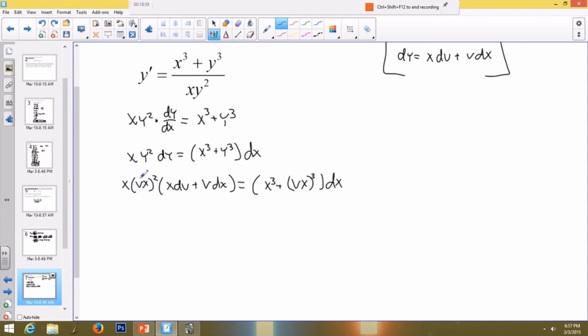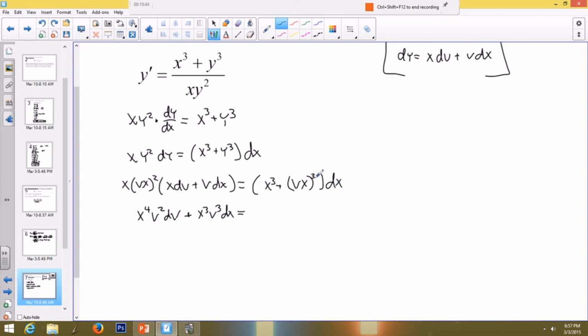So doing a little simplification here, I've got v squared x squared times x is going to give me x to the third v squared. And then when I distribute it to this thing, I'm going to have x to the fourth v squared dv. And then I'm going to have x squared times x is x to the third, v squared times v is v to the third. So I'm going to have plus x to the third v to the third dx. So I just simplified this. I squared that, multiplied by x, and then distributed the two terms.